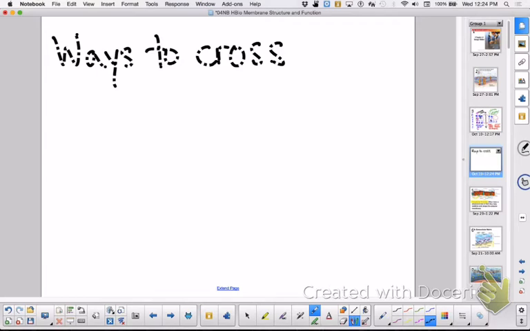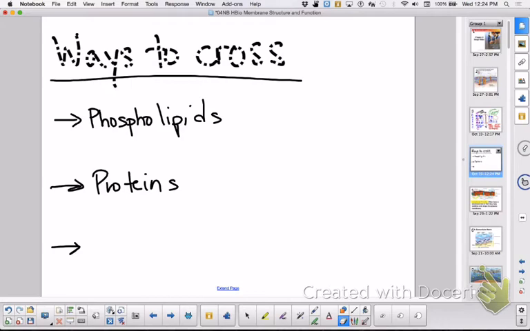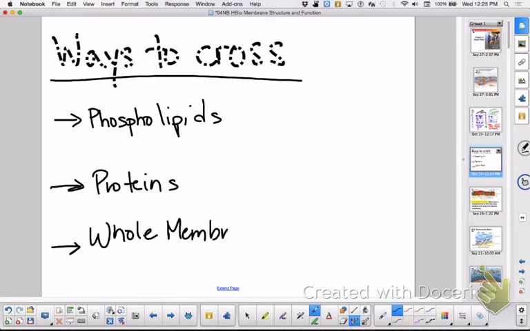Okay, ways to cross. We said through the what? Through the phospholipids. What's the other way? Proteins. What's the third way? Whole membrane. Okay, whole membrane. So you can't go through the phospholipids if you are large or charged, okay? Proteins, you could use channels or carriers.